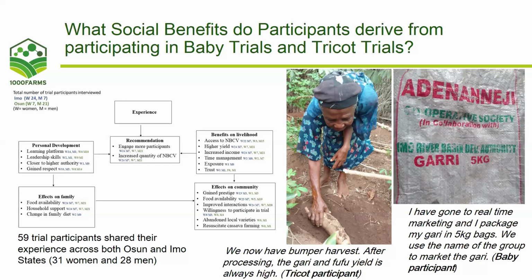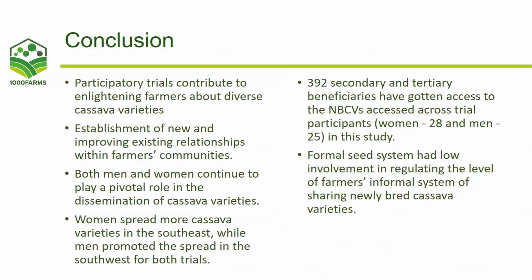As you can see in this picture, this woman was so eager to show me a cassava farm. Although she hadn't harvested, she just felt like, let me show you the roots, how it is performing. Another baby trial participant also talked about how she collaborated with the local authorities and how they expanded the cooperative society to market the majority of this product in 5 kg packs. In conclusion, these trials contributed to providing farmers with diverse cassava varieties and also to establishing new relationships and improving existing ones. Most farmers said, I gave it to this particular farmer, we are not neighbors, we are not friends, but we are close.